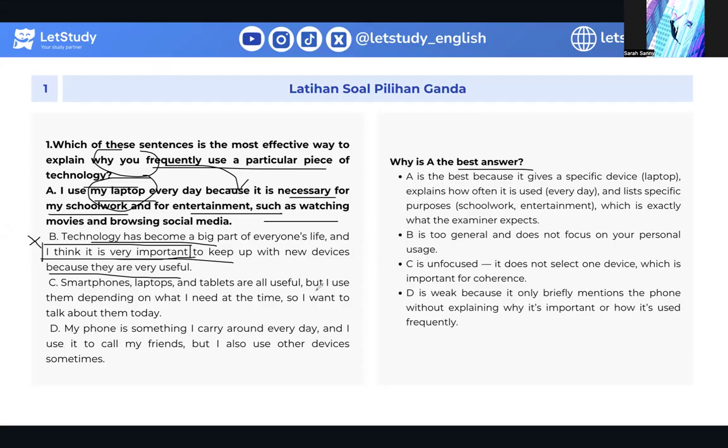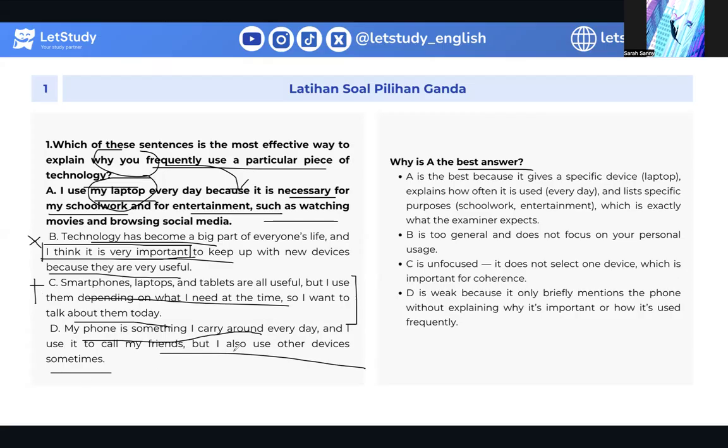Smartphone, laptops, and tablets are all useful, but I use them depending on what I need at the time. So I want to talk about them today. Nah, ini tuh nggak menjawab pertanyaannya. Ini hanya memberikan introduksi. Untuk D, my phone is something I carry around every day, but I also use other devices sometimes.